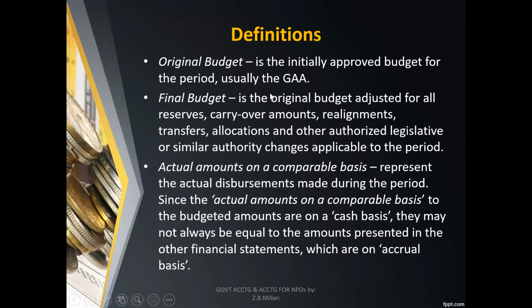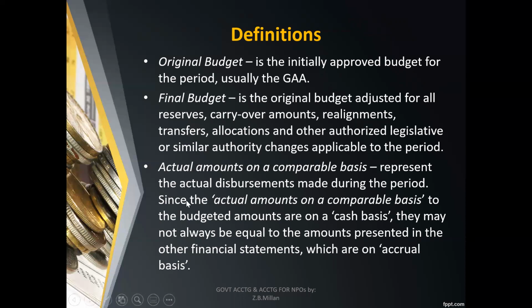Final budget, this is the original budget adjusted for all reserves, carryover amounts, realignment, transfer, allocations, and other authorized legislative or similar authority changes applicable to the period. So since in the government, you base your allocation of funds on the budget, that is why you have it here. Either it's original or final.